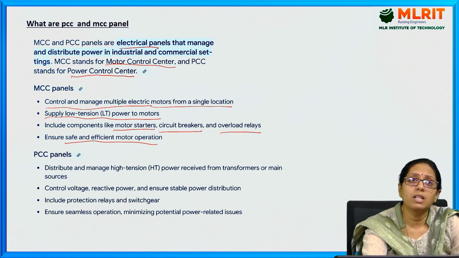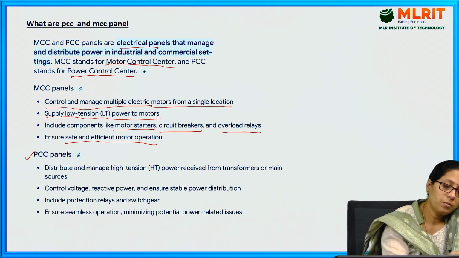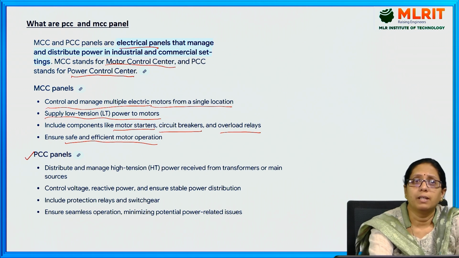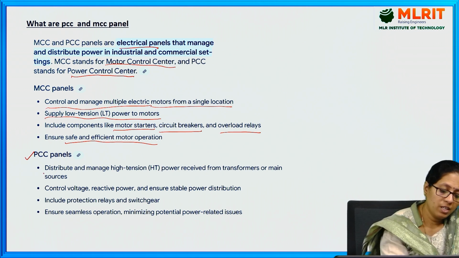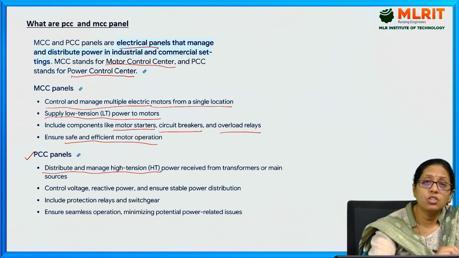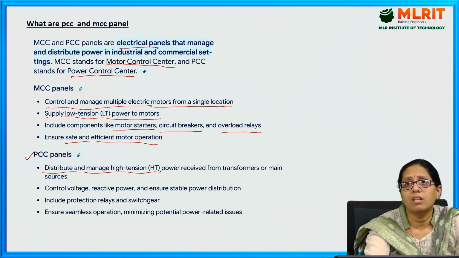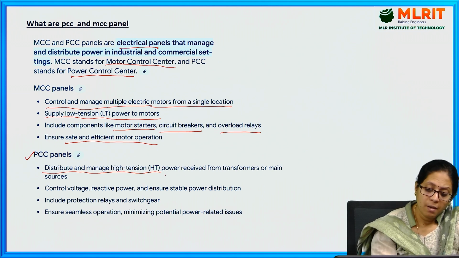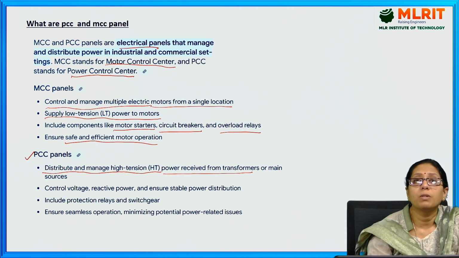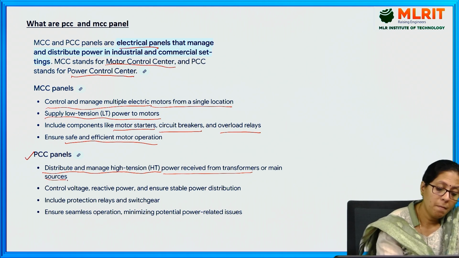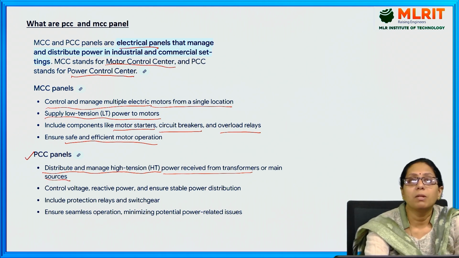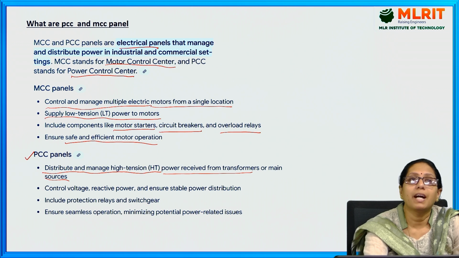The second one is PCC panels, that is Power Control Center. This distributes as well as manages the high tension power received from the transformer or the main source. That means the power which is received from the transformer or from the main source is connected to this PCC panel.